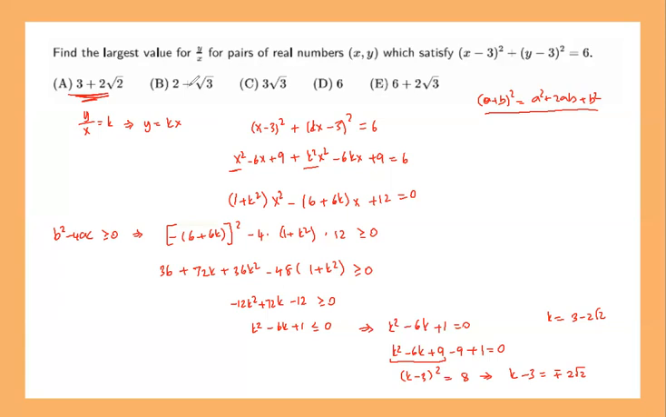If I choose k squared minus 6k plus 1 less than 0, I will get smaller values. Since we want the largest value, I just make that equal to 0. And when that is equal to 0, we have two different k values. We just need to choose the larger one, and that is the answer.